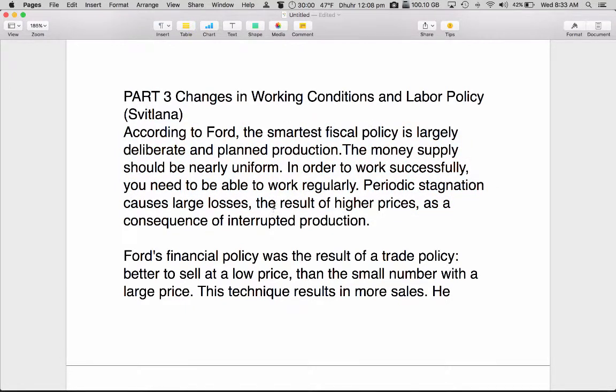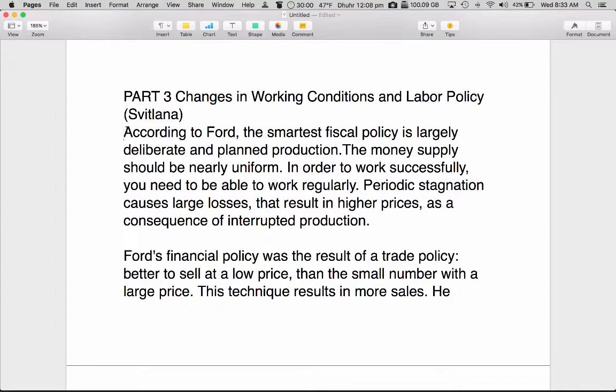I don't think the result. I think you want to say that results in higher prices. It's not the result of higher prices, that means higher prices cause it. What you want to say is that periodic stagnation produces higher prices, I think.